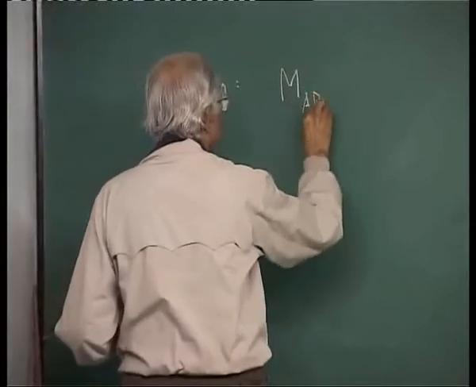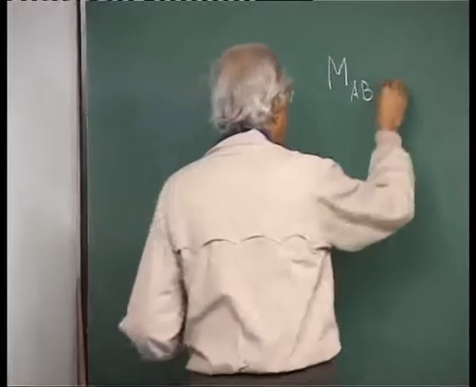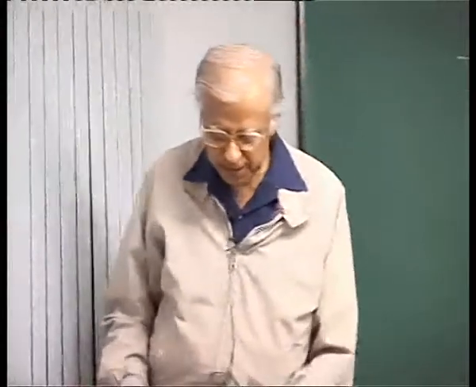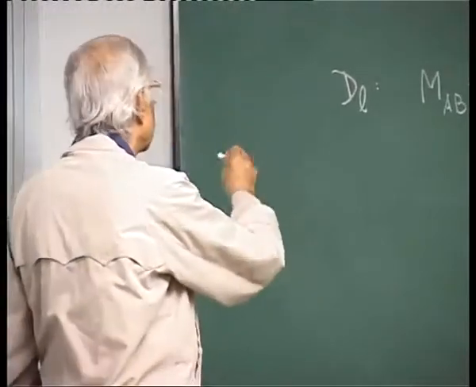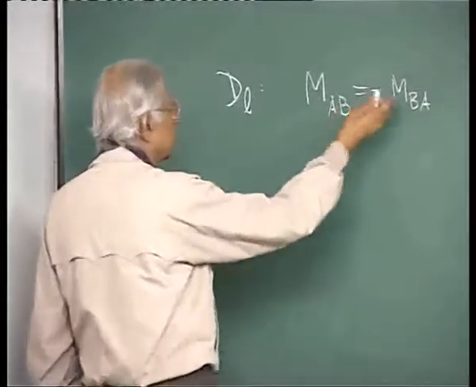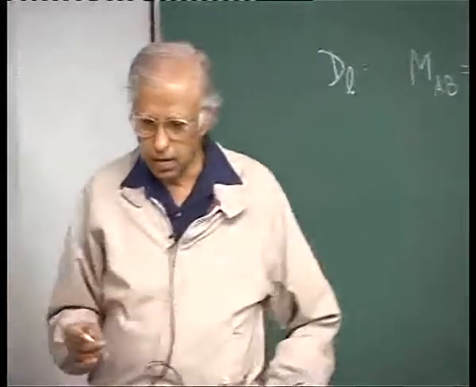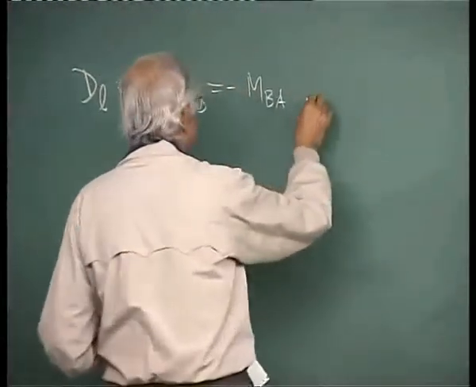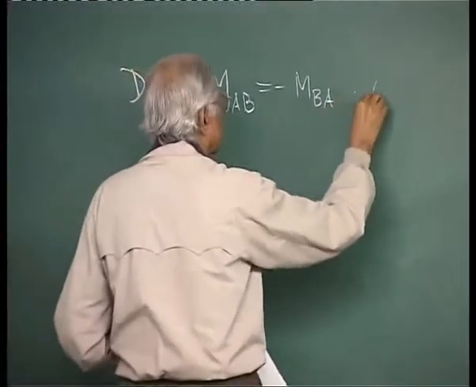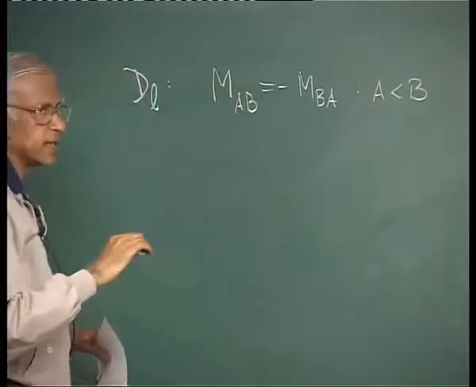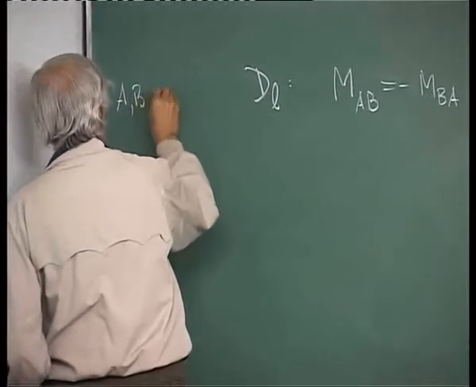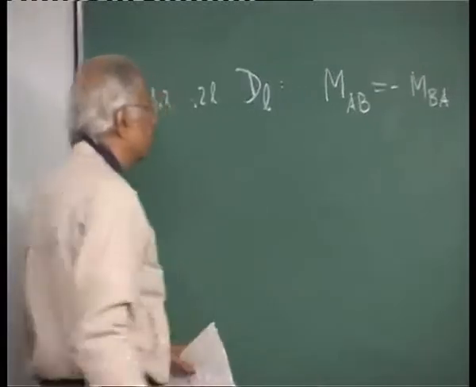We were working in the defining representation of this group, and we constructed a set of generators for the defining representation. The notation was that these generators are written as M with two subscripts, A and B, and if you interchange A and B, there is a minus sign. Because of this, in listing the independent generators, it is enough to consider A less than B. Of course, the ranges of these indices are 1, 2, up to 2L, an even number of dimensions.